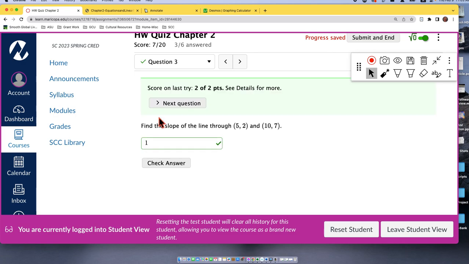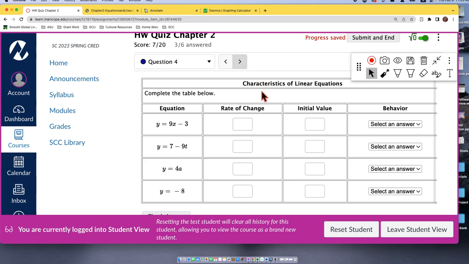Okay, so it's three. We're good. So yeah, we'll use Desmos. Now this one we don't necessarily need to do. So again, these are going to be looking at the equation. We should be able to pick out the rate of change and the initial value. So what's our rate of change for this one? 9x. Just the 9. So you're right. It's the number in front of the x. That's it. What's our initial value or our y-intercept? Minus three. So we do take the sign with it too. So it's the 3, but it is a -3.